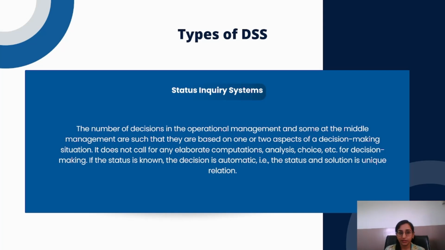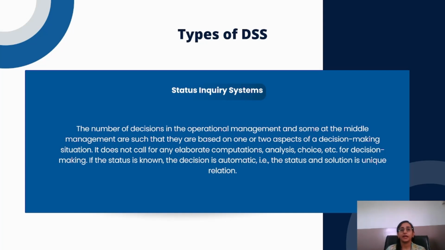Decisions made using a status inquiry system rely on knowing the current status of certain variables or conditions. Once the status is known, the decision becomes clear and straightforward. There is no need for elaborate analysis or choices. The relationship between the status and the decision is unique. If a particular status is identified, the corresponding decision is automatic.